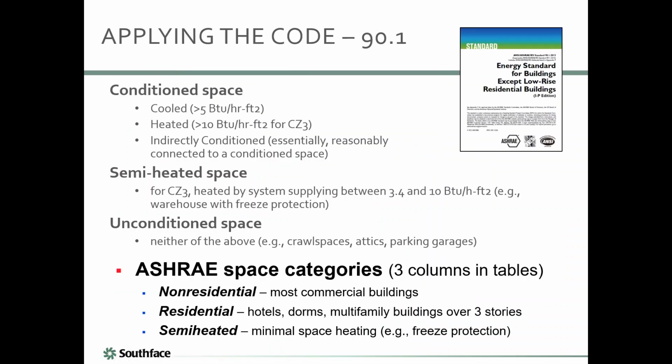So ASHRAE has a definition of what defines a conditioned space, and cooling is just a fairly small amount of BTUs per hour per square foot. Heating is actually somewhat climate zone dependent. It's anything more than 5 in climate zone 2, more than 10 in climate zone 3, and more than 15 in climate zone 4. But that's really not a lot of heat. And so if you put in a small amount of heat, you're probably going to be over that threshold. You're a fully conditioned space.